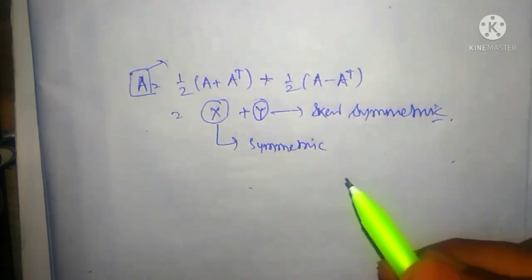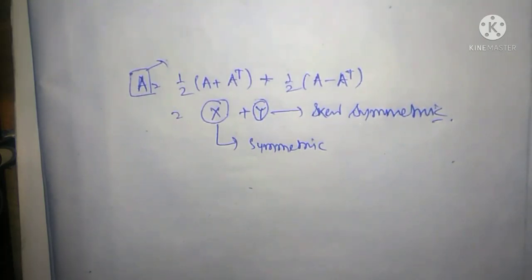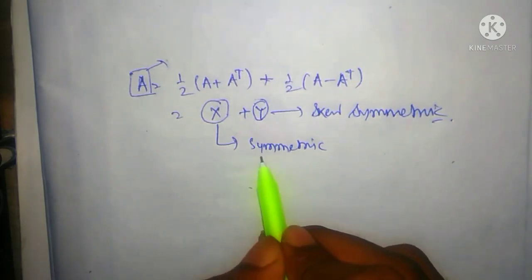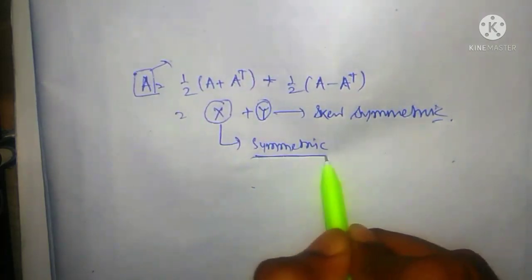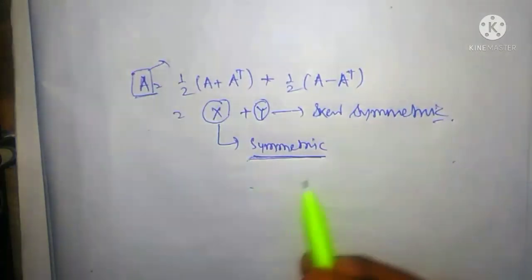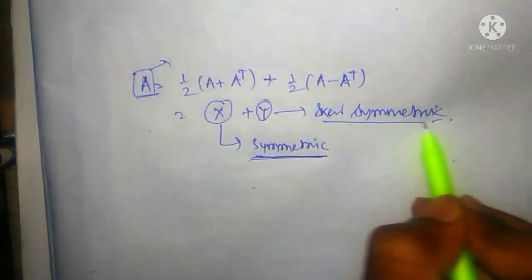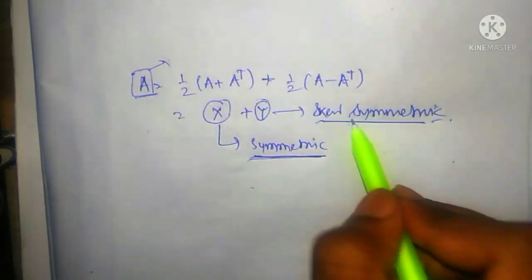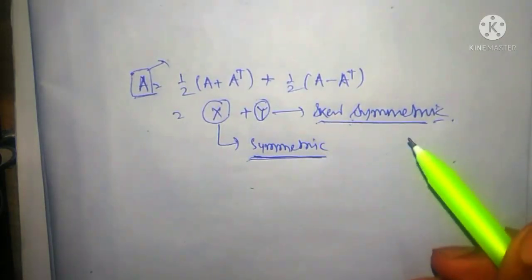You check it yourself. Take any example: the first property, this matrix is a square matrix, and that is symmetric, and that is skew symmetric. These three rules you have to know, and check them out. Okay.